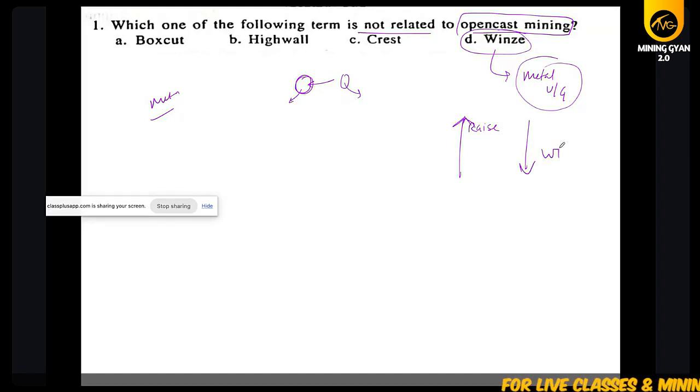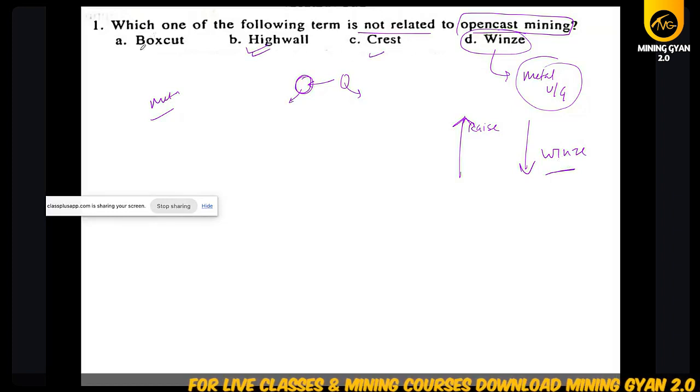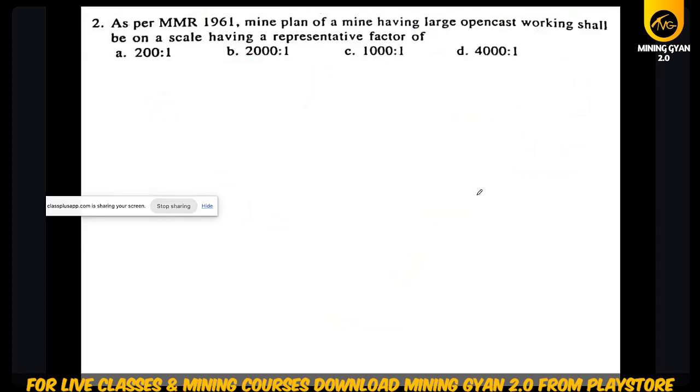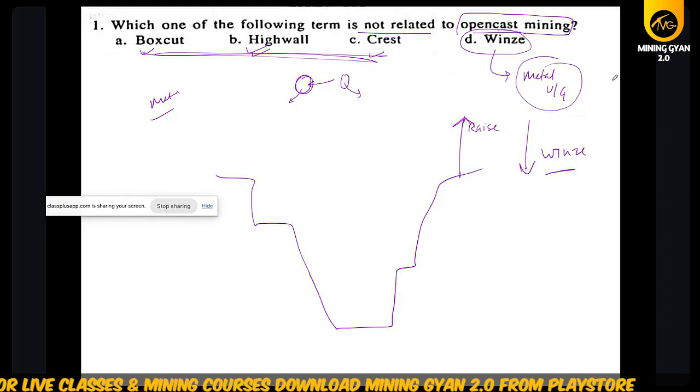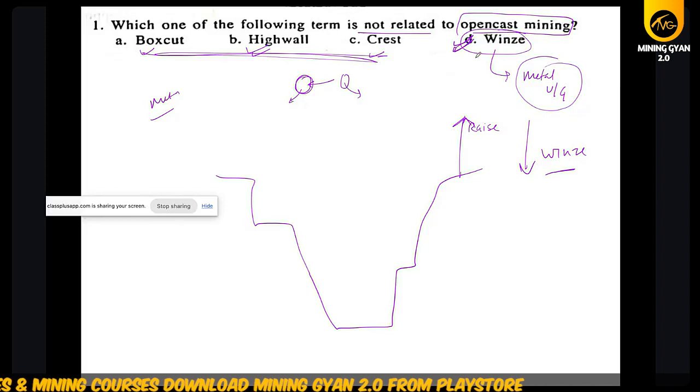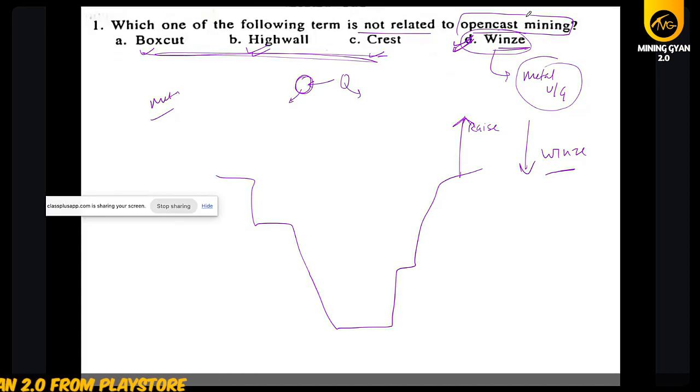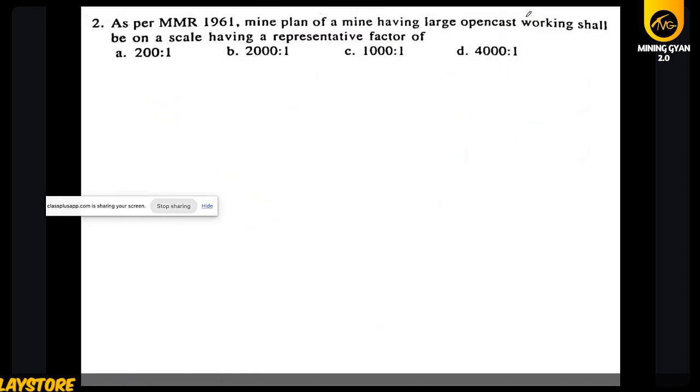Rage and whinge we had seen. Okay, high wall you have seen, crest, box cut we have seen. So what is, if this is your high wall, okay, so the answer will be whinge. Rage and whinge we have seen for underground, so it will not be for your open cast mining.